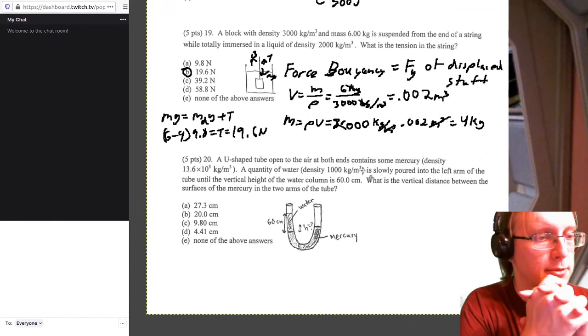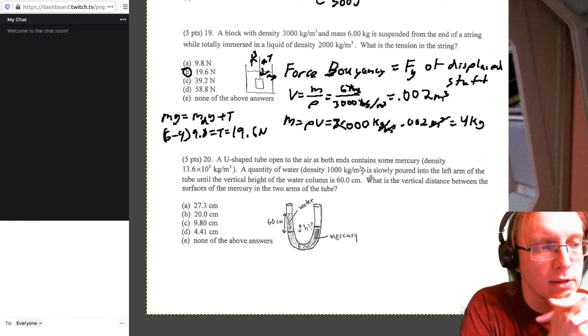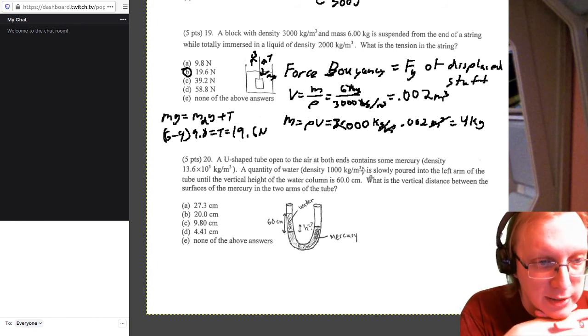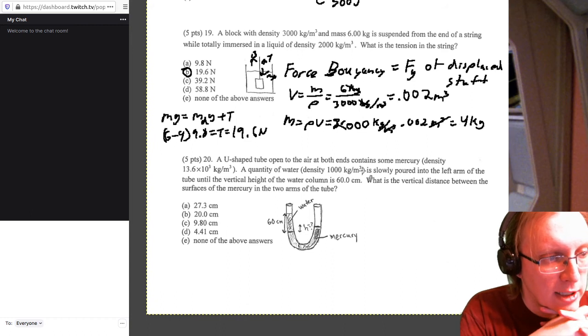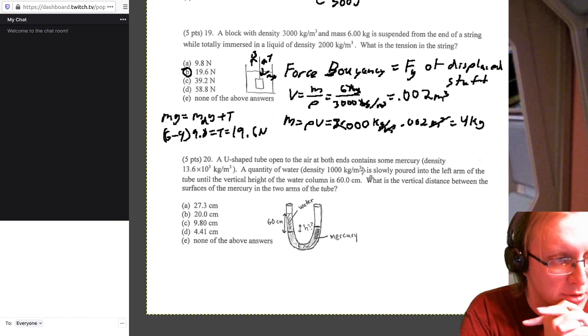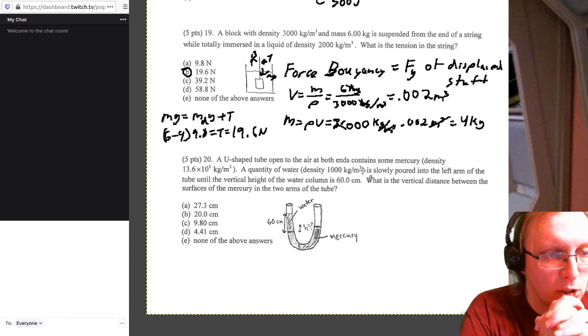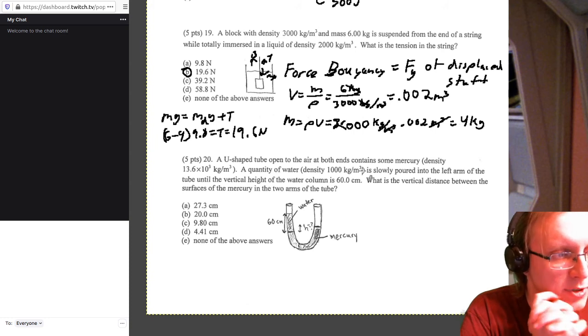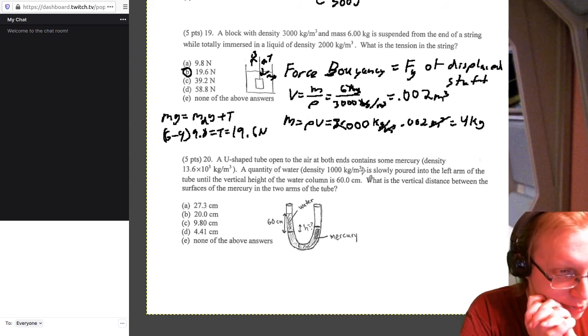A U-shaped tube open to air on both ends contains some mercury, density given. A quantity of water, density given, is poured slowly into the left arm of the tube until a vertical height of the column of water is 60 centimeters. What is the vertical distance between the surfaces of the mercury in the two arms of the tube?